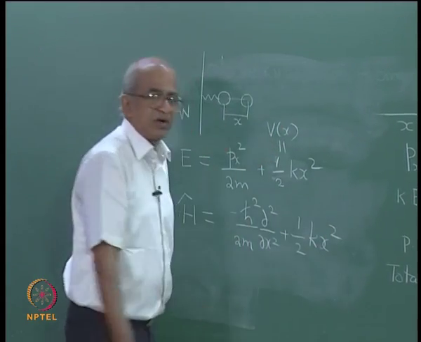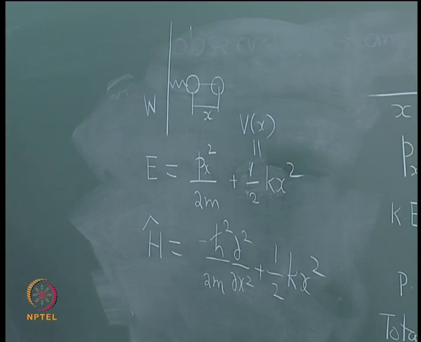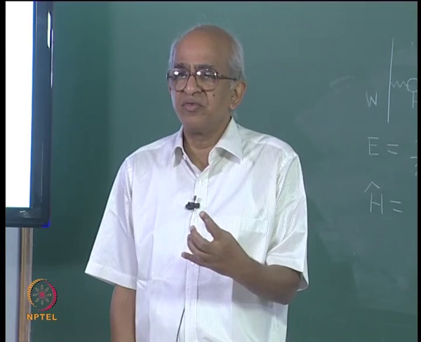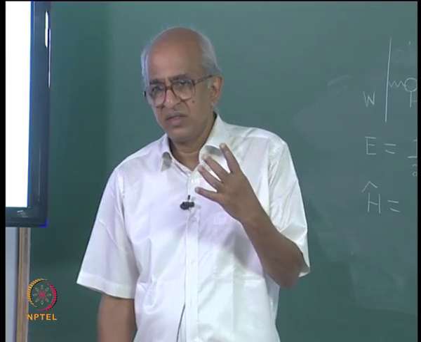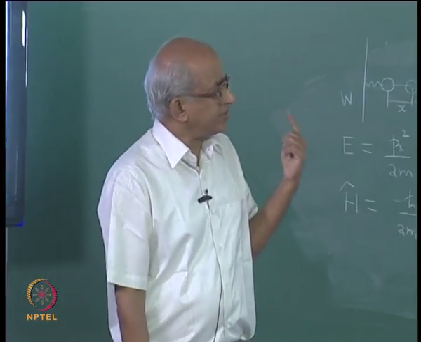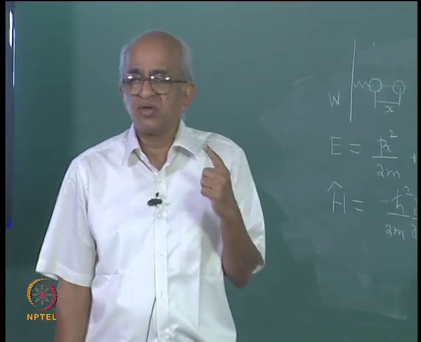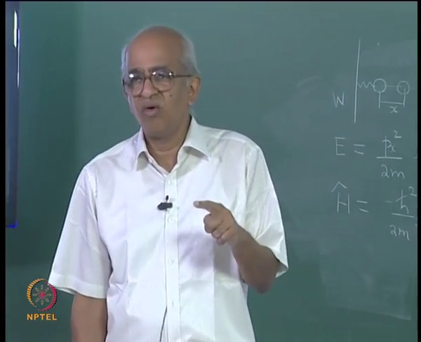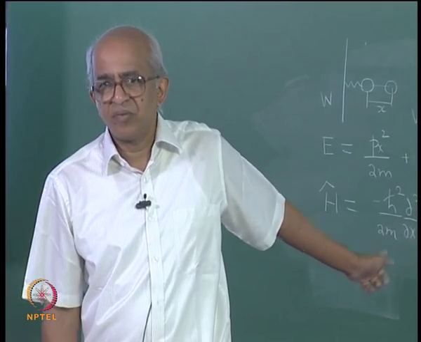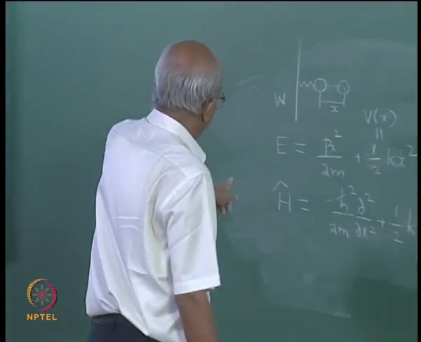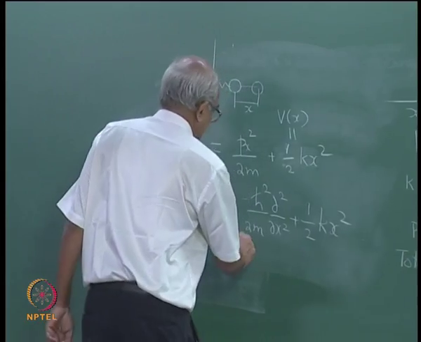So, this will be the Hamiltonian operator for the system. Now, suppose you look at postulate 3 and ask, suppose I make a measurement of the energy of the system. What this postulate says is that the answer is going to be an eigenvalue of the operator that is associated with energy, and the operator that is associated with energy is the Hamiltonian operator. It is given by this.